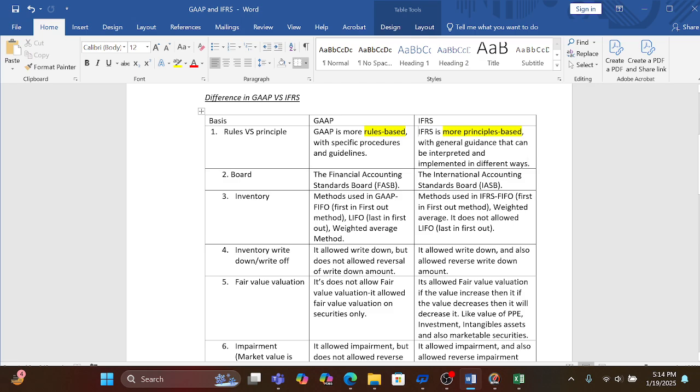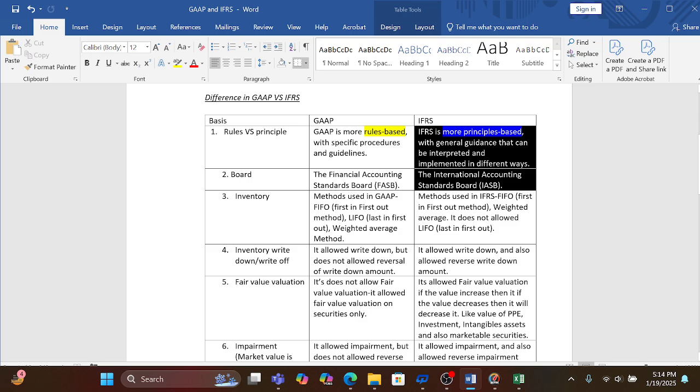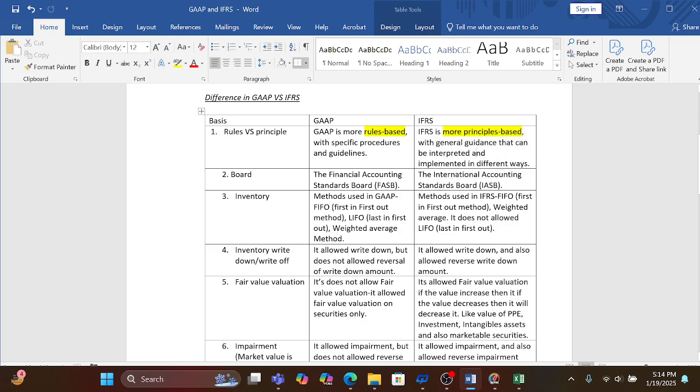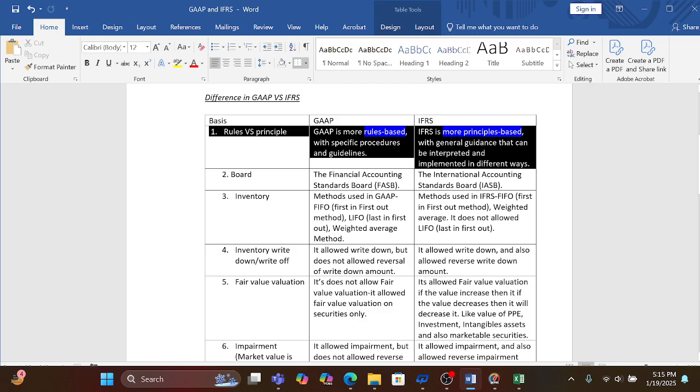So here I have written that IFRS is more principle based, with general guidelines that can be interpreted and implemented in different ways. You have an option that you can follow some guidelines or procedure, or if you want to deny that procedure, you just put a note in the notes to account why you are not following that procedure. So I think the first part is clear to you guys.